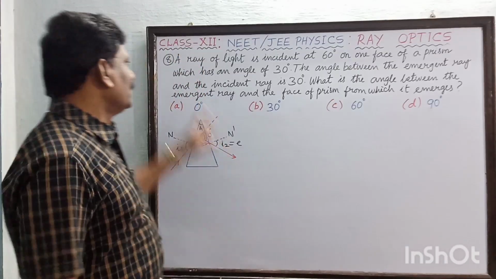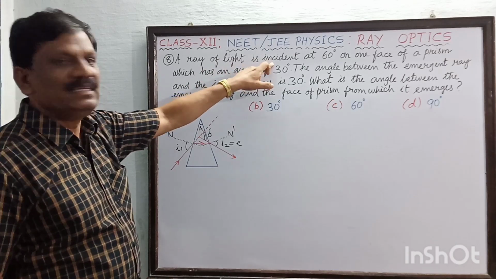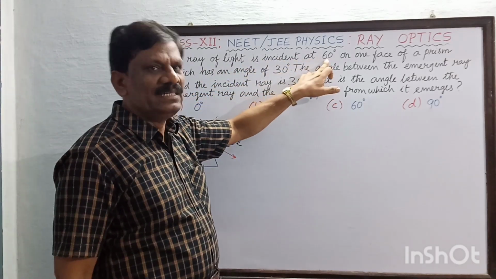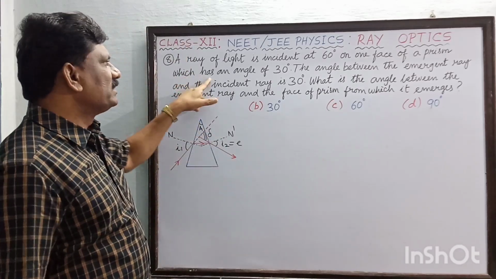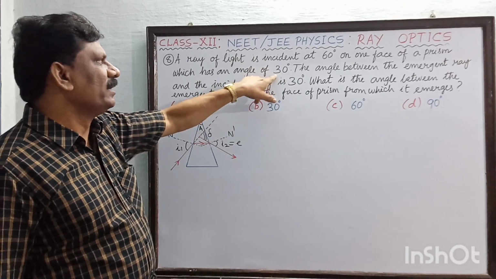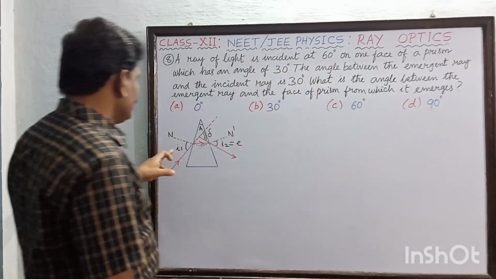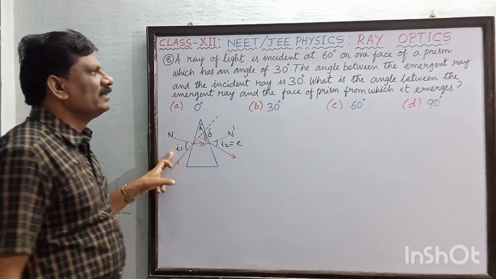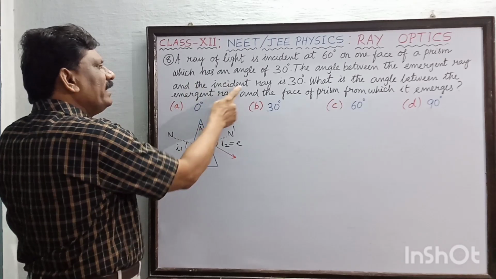Hi students, now problem number 8. A ray of light is incident at 60 degree on one face of a prism which has an angle of 30 degree. So the angle of the prism A is 30 degree. The angle of incidence is I1, that is 60 degree. The angle between the emergent ray and the incident ray.